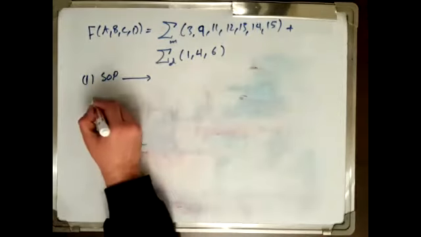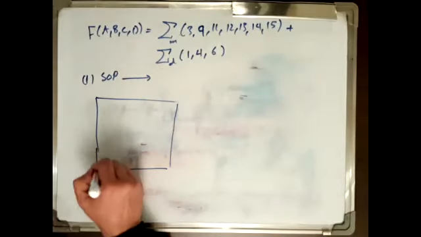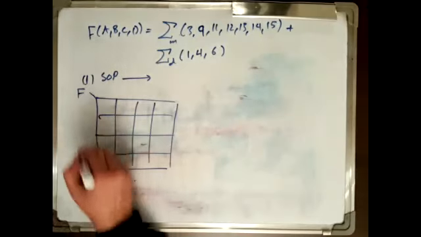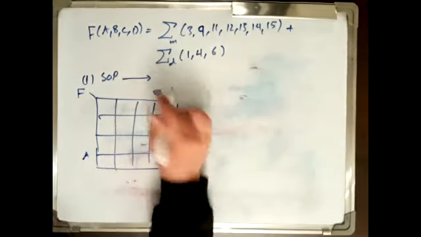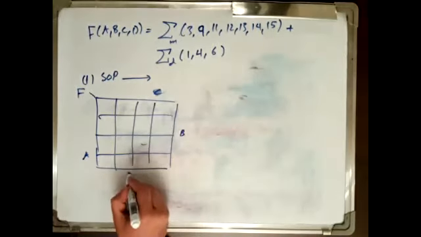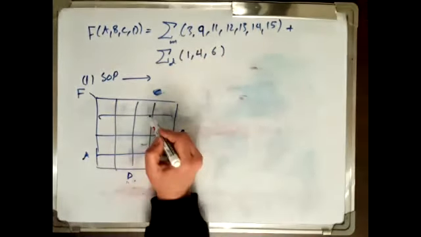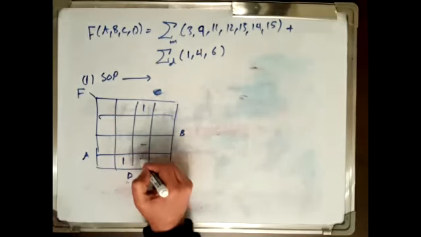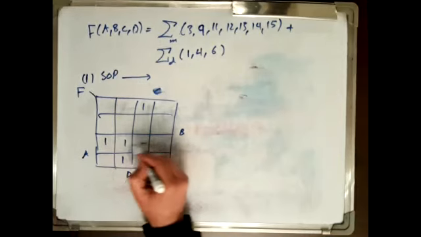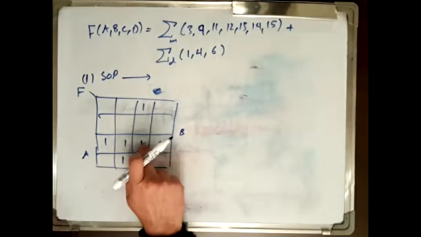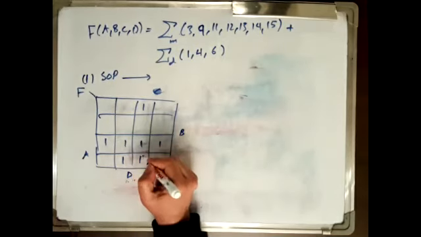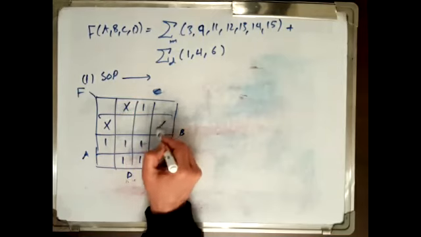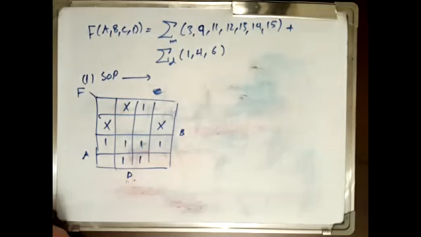Okay, let's do it quickly. Okay, so this is the map. This is the map for F. This is A, B, C, and D. So the ones are 3, 9, 11, 12, 13, 14, 15, right? The don't cares are 1, 4, and 6.